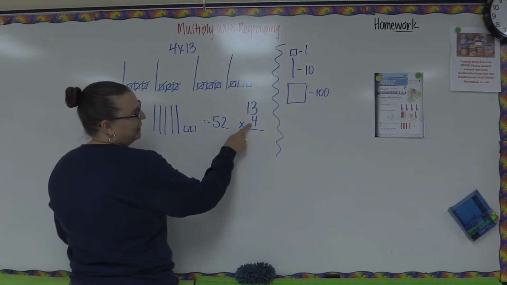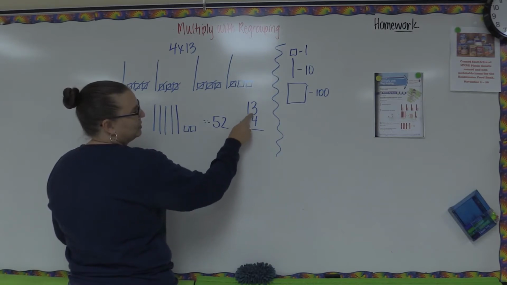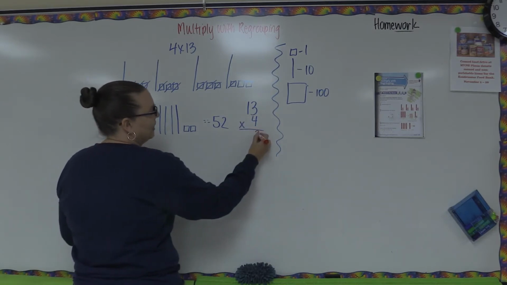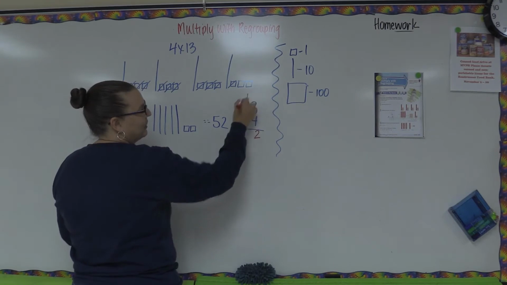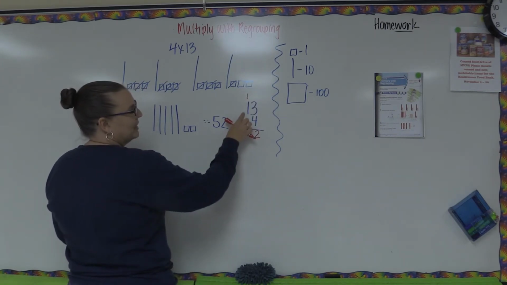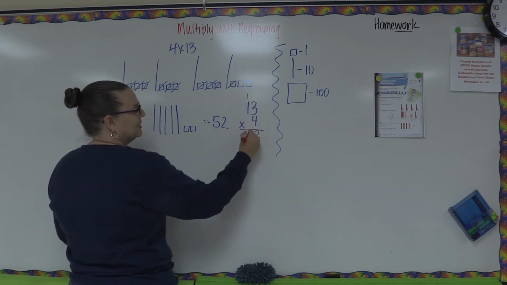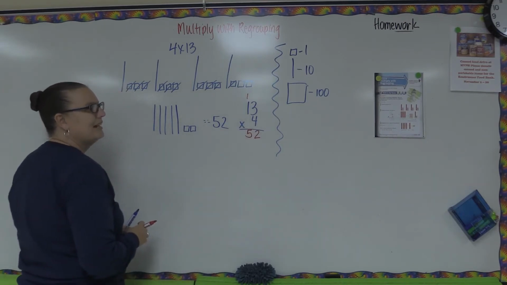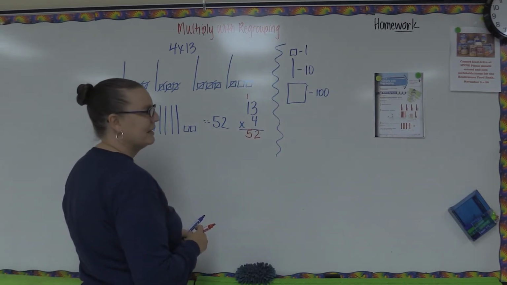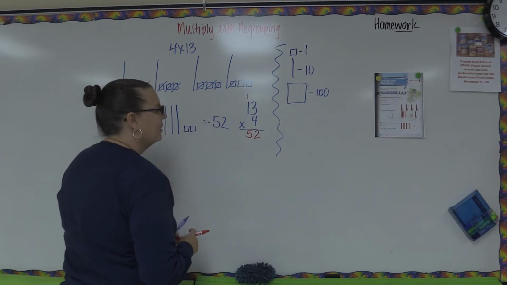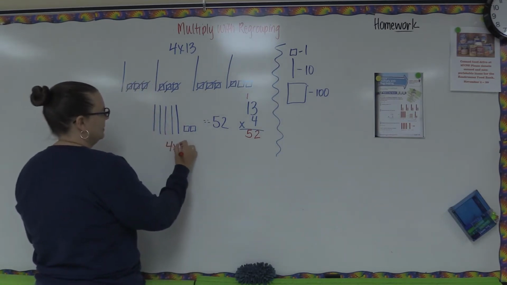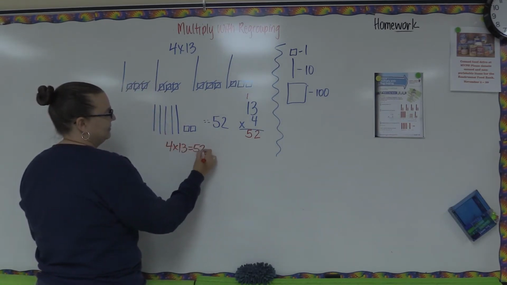So with a math problem like this, we're going to multiply the ones first. So 4 times 3 is 12. My 2 goes down here. My 1 carries up. 4 times 1 is 4, plus 1 more is 5. So you can see that we did that correctly by moving around those base 10 blocks. So we know that 4 times 13 is 52.